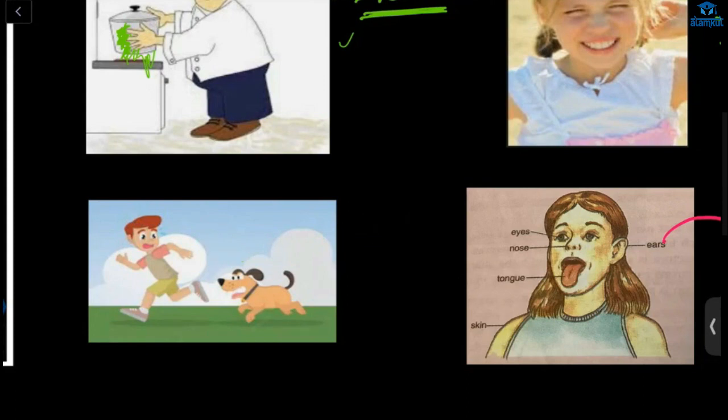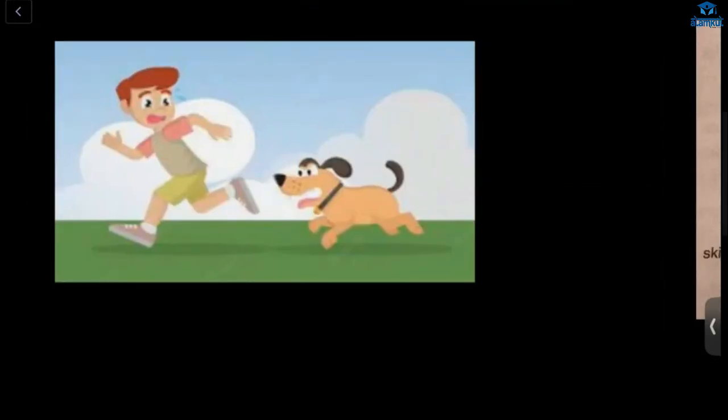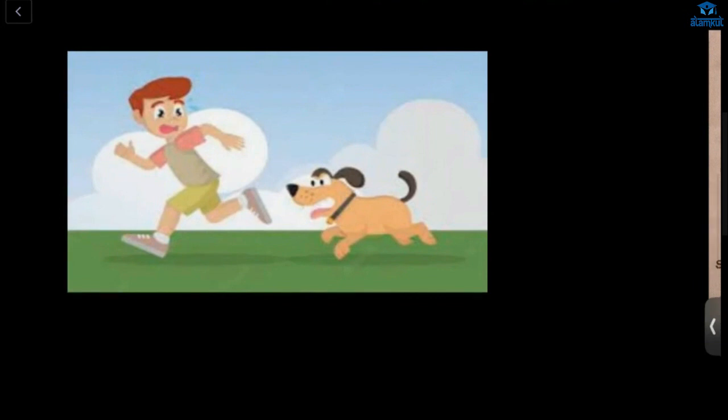Here there is another type of response. Here the response is by the endocrine gland, with hormones. When this person sees the dog, what will happen? There is the adrenal gland. That is an endocrine gland, and it secretes hormone.